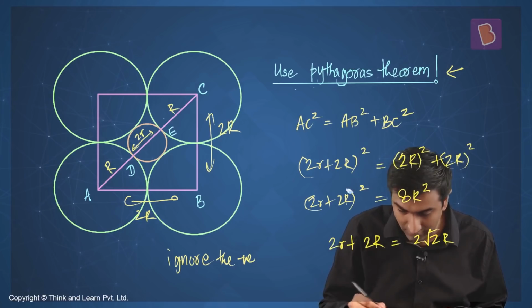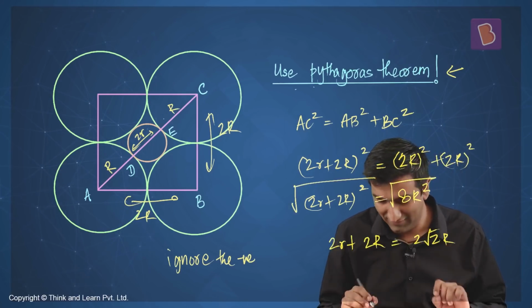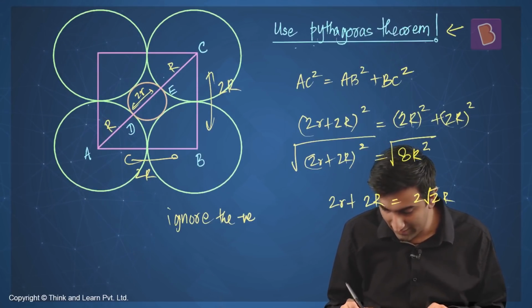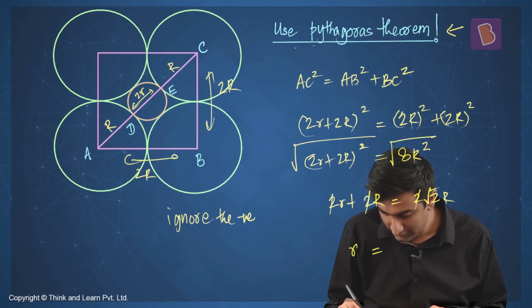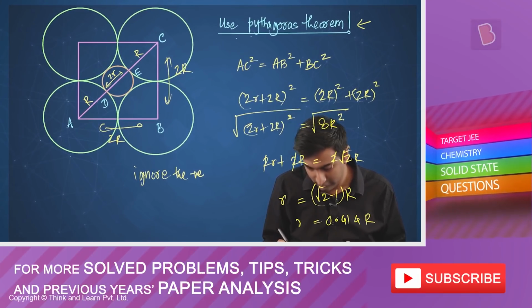Let me write it properly, otherwise the maths guys are going to have a fit. Let's do this. That's the right way of writing it. Okay, there we go. So what do we have here? I can take things to one side now. Small r, let's cancel out the 2's. Small r is simply root 2 minus 1 times capital R. And this is just 0.414 times capital R. There you go.